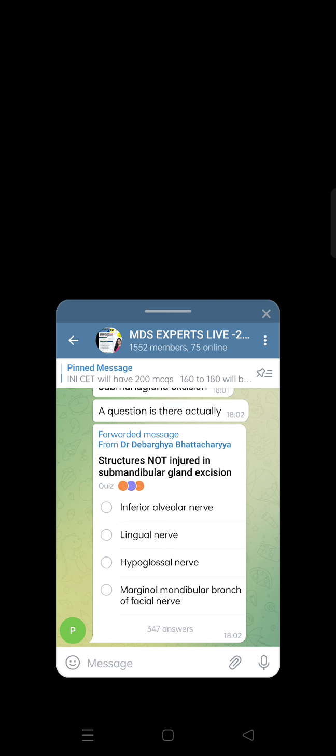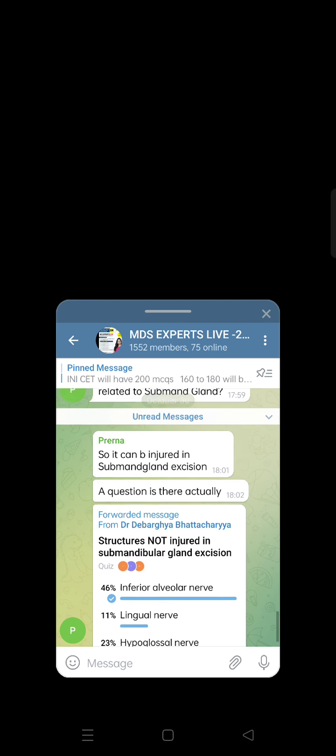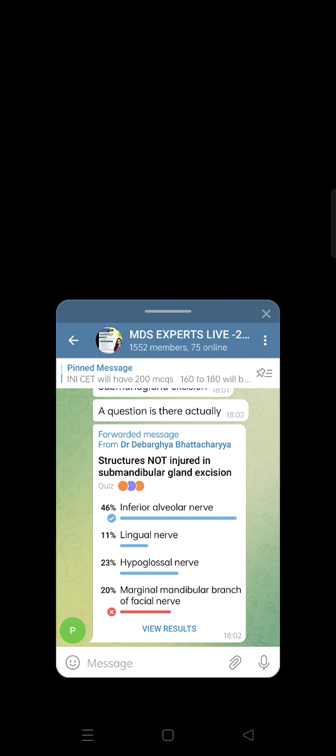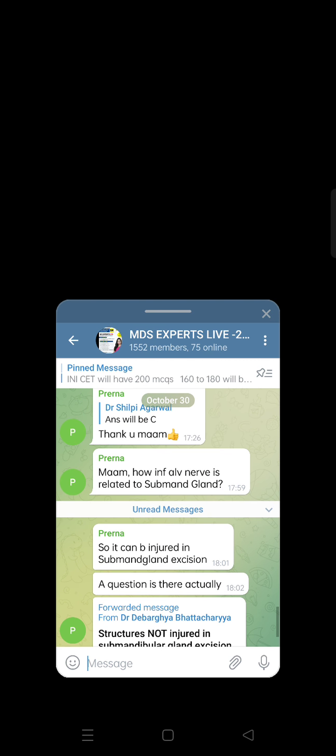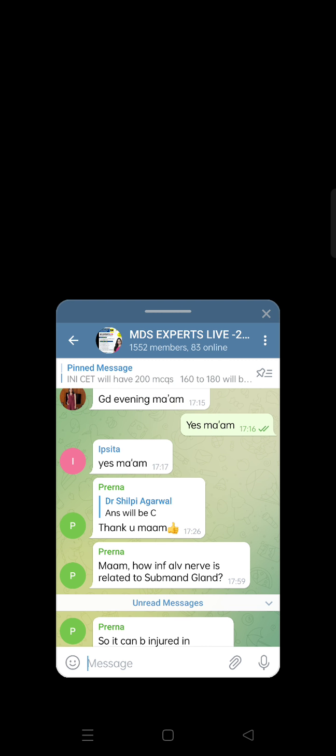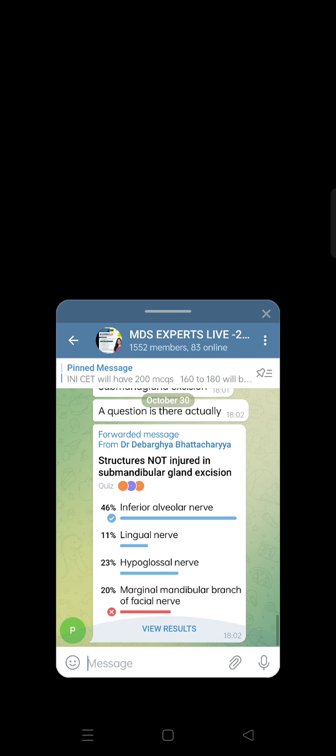If we talk about the inferior alveolar nerve, how it is related to the submandibular gland, we say that the inferior alveolar nerve enters the mandibular foramen and then runs in the mandibular canal. After that it gives off branches within this mandibular canal. So it is present within the ramus of the mandible. Only the mylohyoid nerve comes out, running in the mylohyoid groove, and over there it is related to the submandibular gland. So the inferior alveolar nerve is not in a direct relation to this gland.